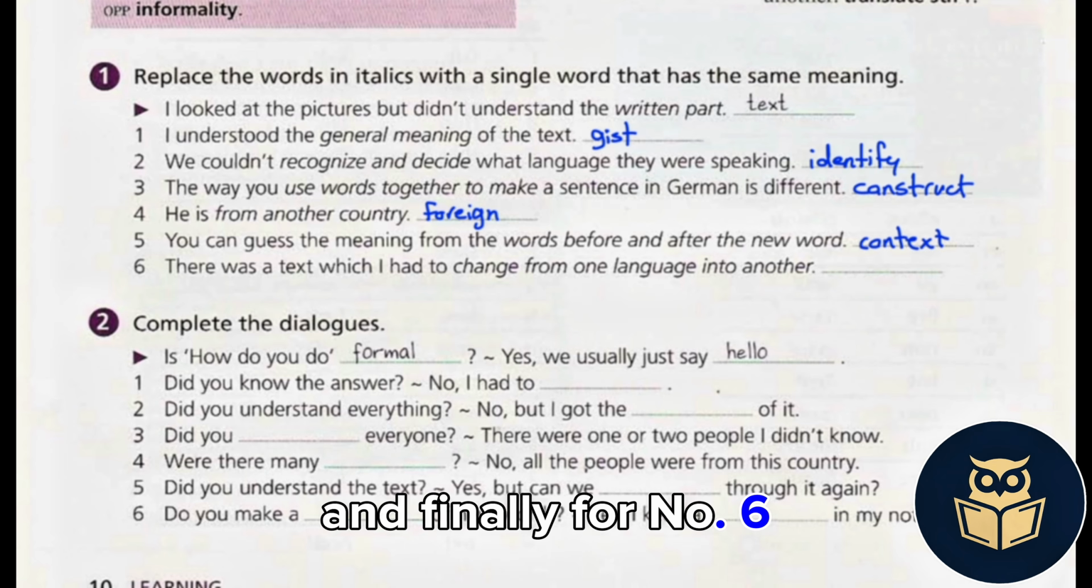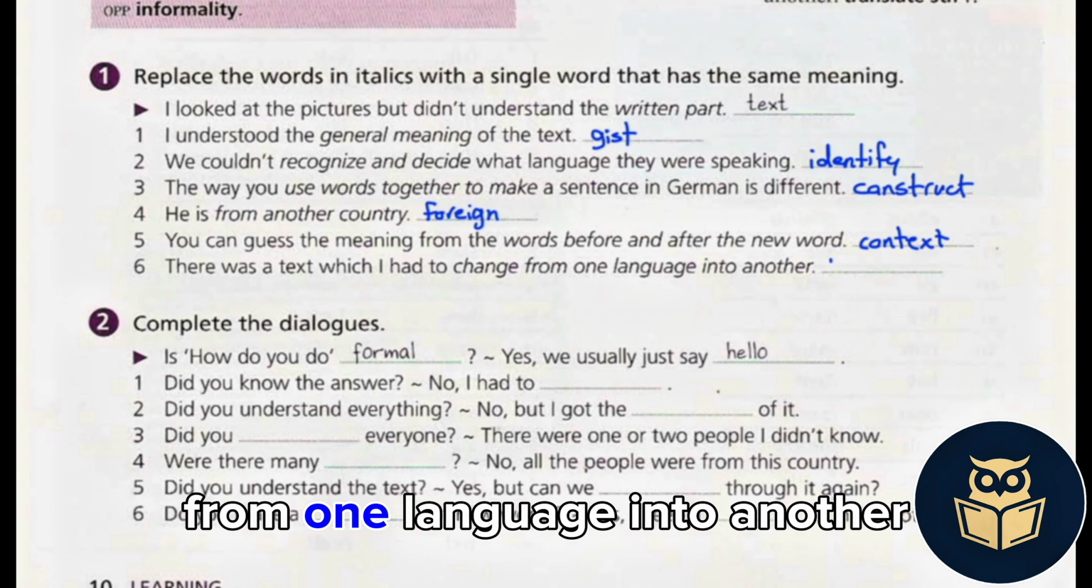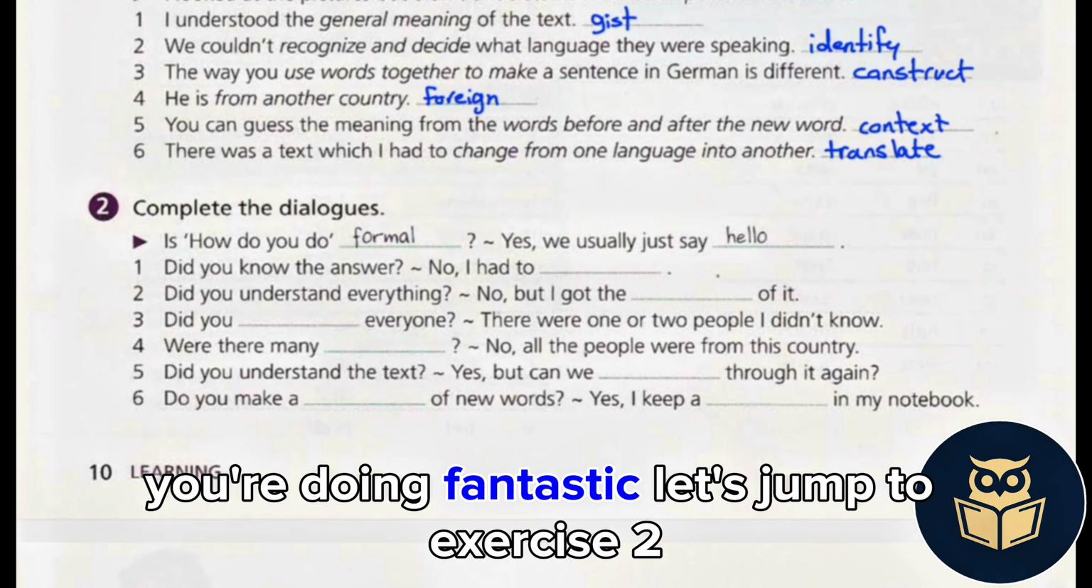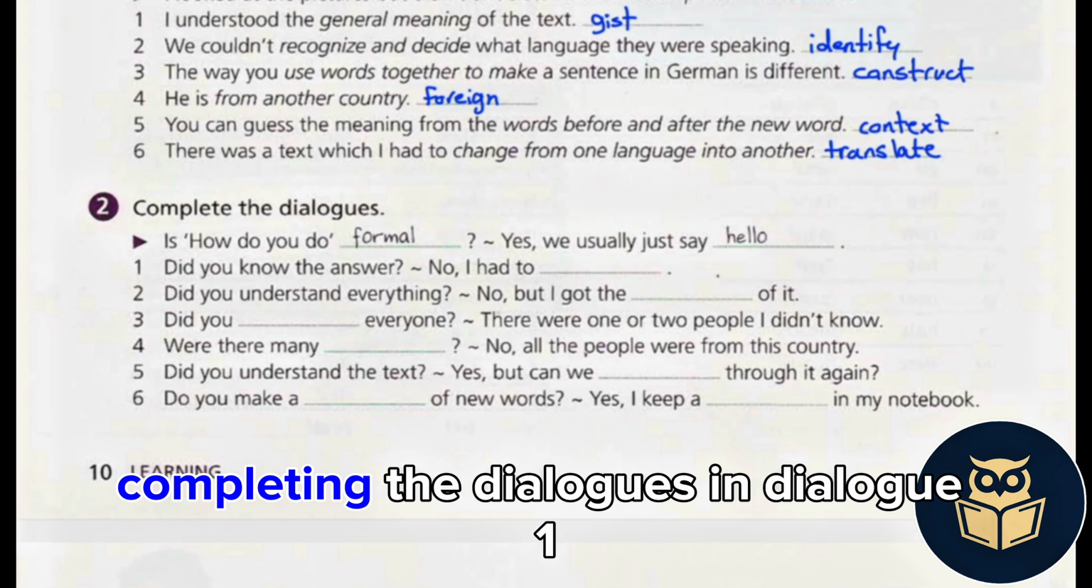And finally, for number 6, if you're actively changing a text from one language into another, you're translating it. You translate. Honestly, you're doing fantastic. Let's jump to exercise 2, completing the dialogues.